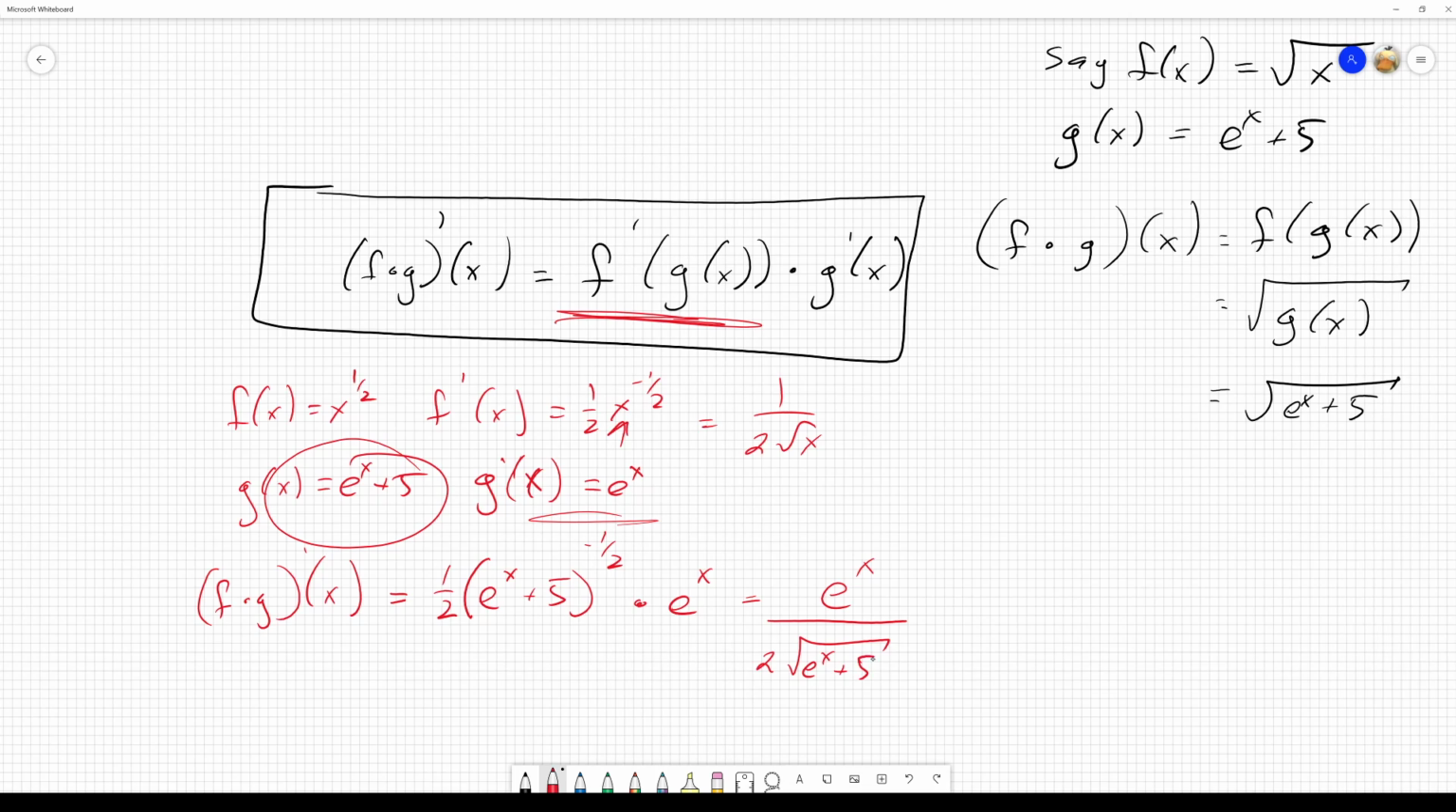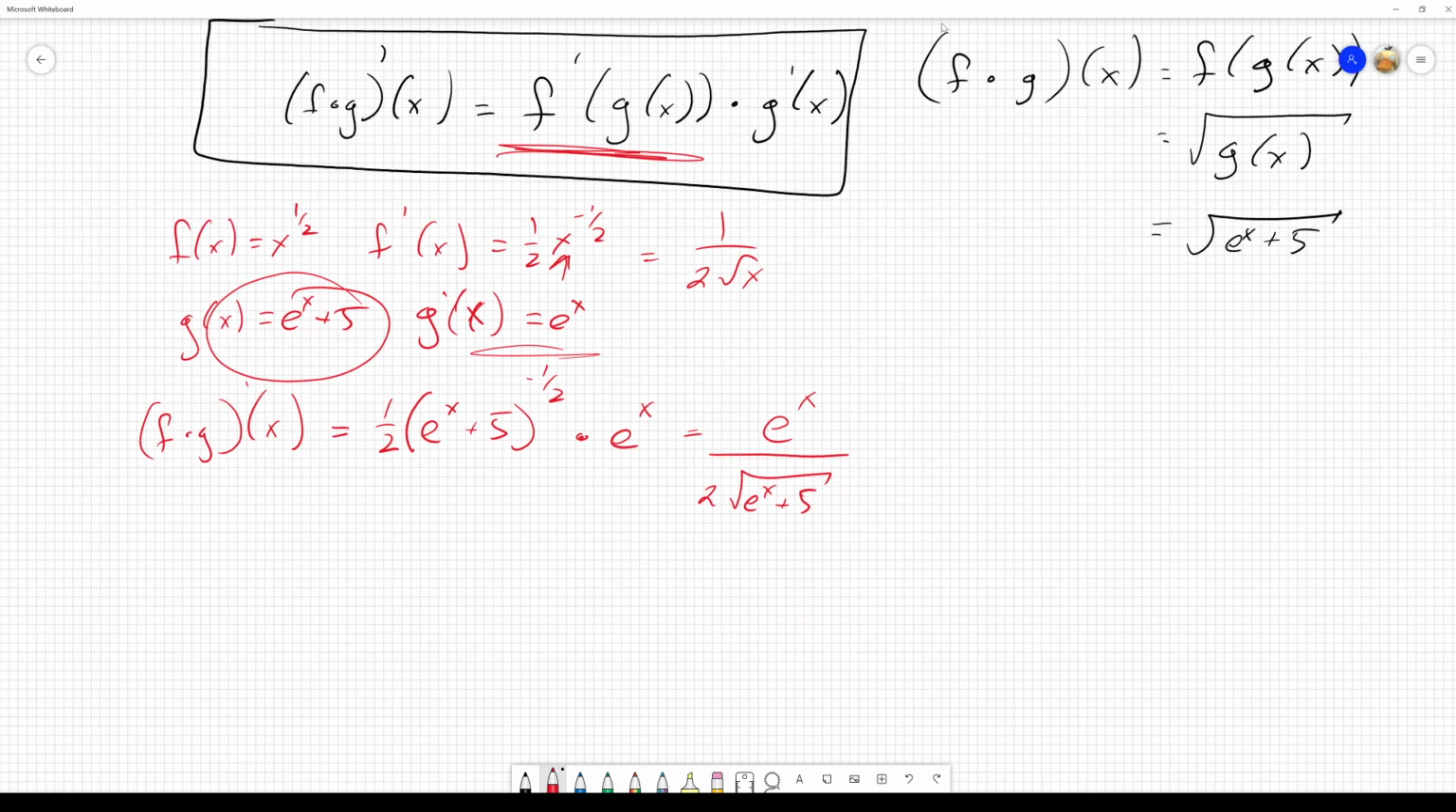And so if I want to think about this in the other way, what I had here was my function was e to the x plus 5 to the 1/2, and I took its derivative, so I can use that extended power rule. You get 1/2 e to the x plus 5 to the negative 1/2, and then you multiply by e to the x.